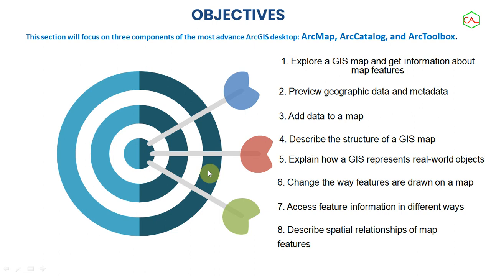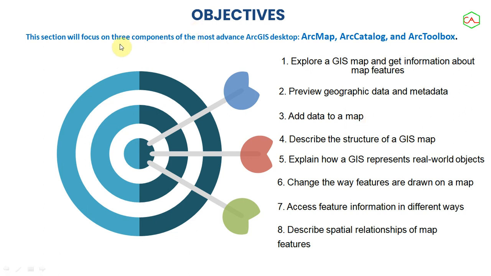So the objectives, about 8 objectives we want to understand by the end of this lesson. Number 1 is how to explore a GIS map and get information on map features, how to preview your geographic data and metadata, how to add your data to a map, then describe the structure of a GIS map, explain how a GIS represents real-world objects, then change the way features are drawn on a map, access feature information in different ways. Then we'll look at describing spatial relationships of map features.